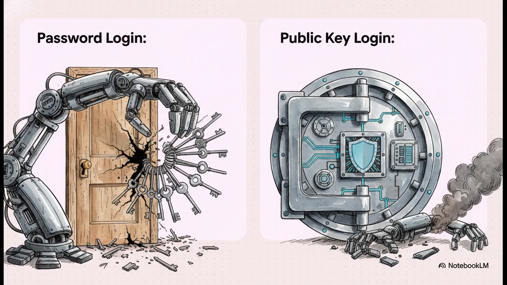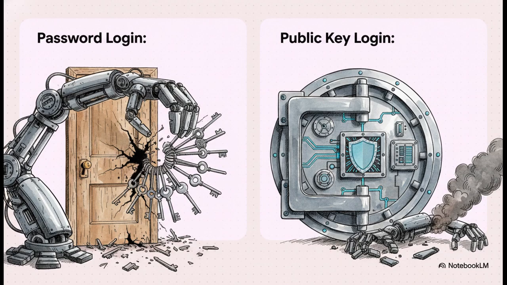Now, when it comes to proving who you are, you've basically got two main contenders. On the left, you've got the classic password. And it's really important to remember, thanks to our new tunnel, this password is now encrypted, so it's safe from sniffing. But at the end of the day, it's still just a password. It can be weak, it can be guessed, and it's vulnerable to automated brute force attacks.